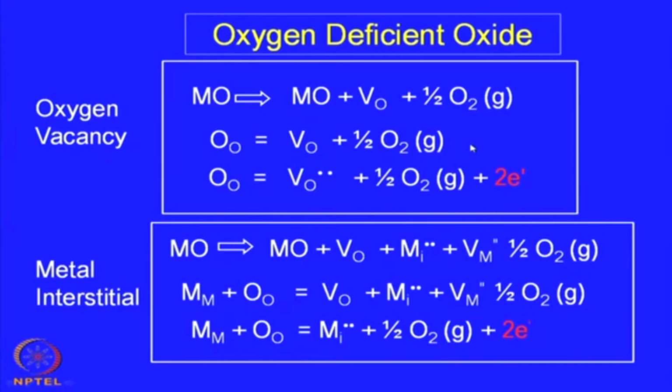That means, and in fact we will see later on in other classes when we consider the conductivity, these are the charges or the charge carriers, and therefore these electrons are actually giving rise to semiconductivity in this material.